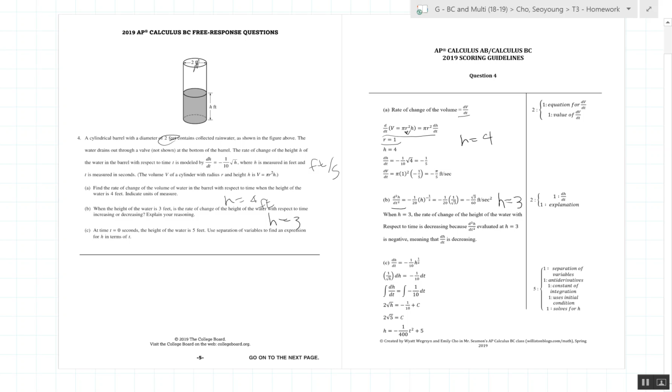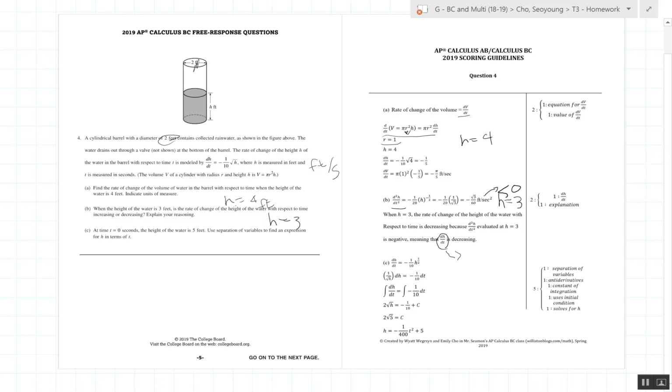And this is smaller than 0. So we can say that when h equals 3, the rate of change of the height of the water with respect to time is decreasing, because d squared h over dt squared evaluated at h equals 3 is negative, meaning that dh/dt is decreasing, and dh/dt is the rate of change of the height of the water.